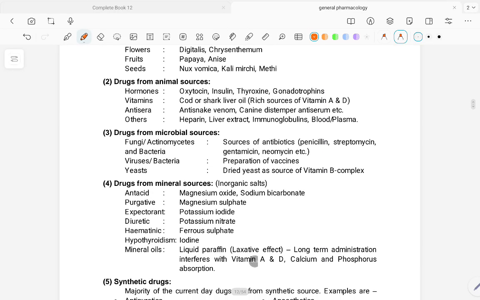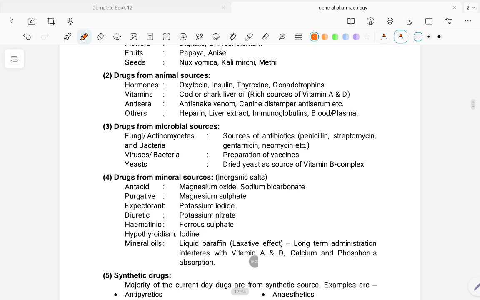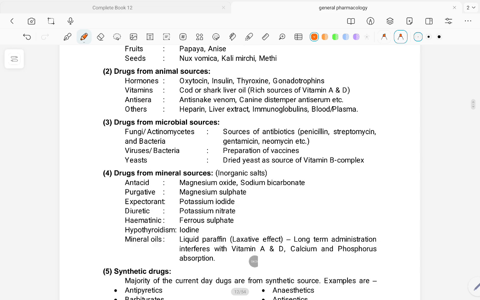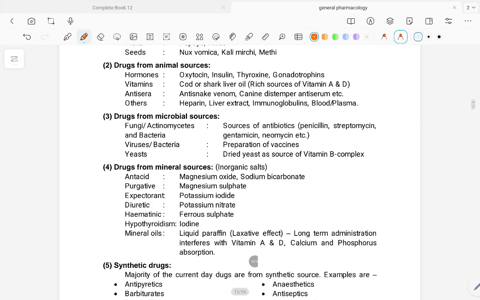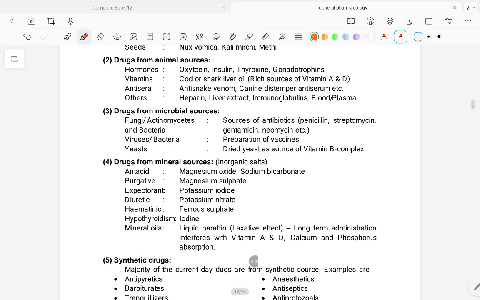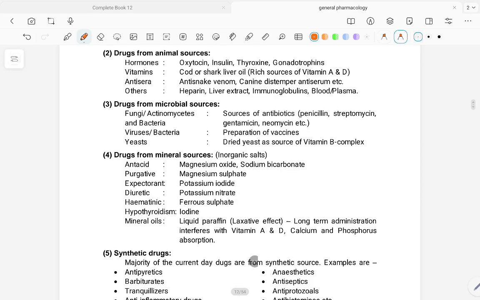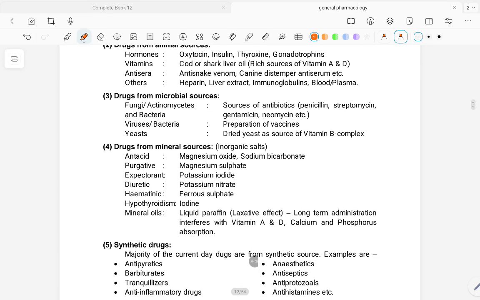Drugs from animal sources. Hormones: oxytocin, insulin, thyroxine, gonadotropin. Vitamins: cod and shark liver oil, a rich source of vitamins A and D. Antisera: antisnake venom, canine distemper antiserum, etc. Others: heparin, liver extract, immunoglobulins, blood plasma.